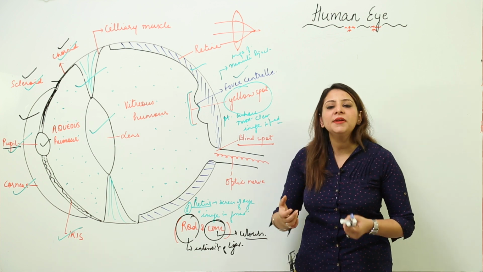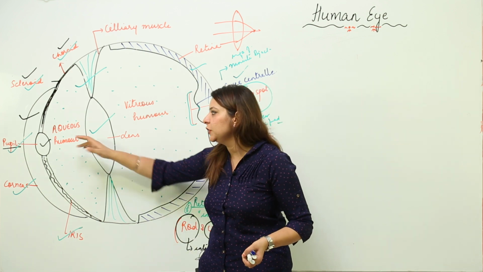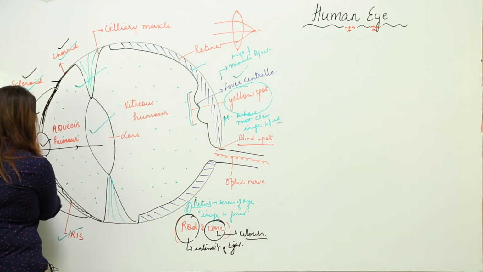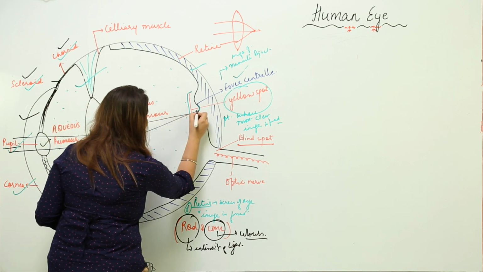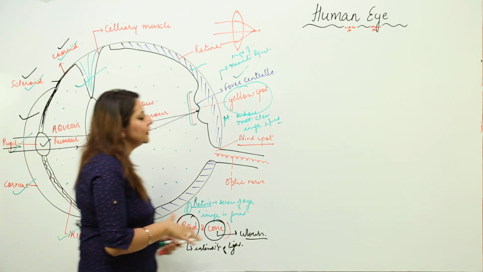That means they help in refraction, because as you know, refraction is going to take place. The light that enters like this, the rays are just going to converge. So they act as a medium which allows the light rays to converge. So this is the human eye.